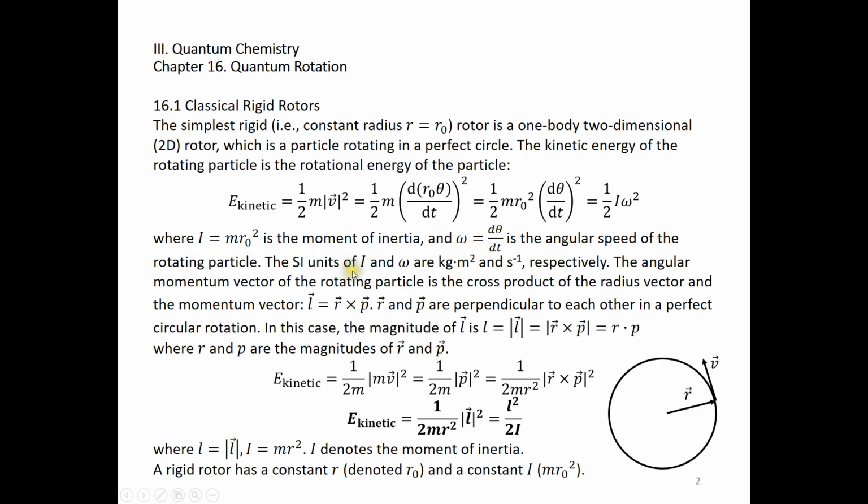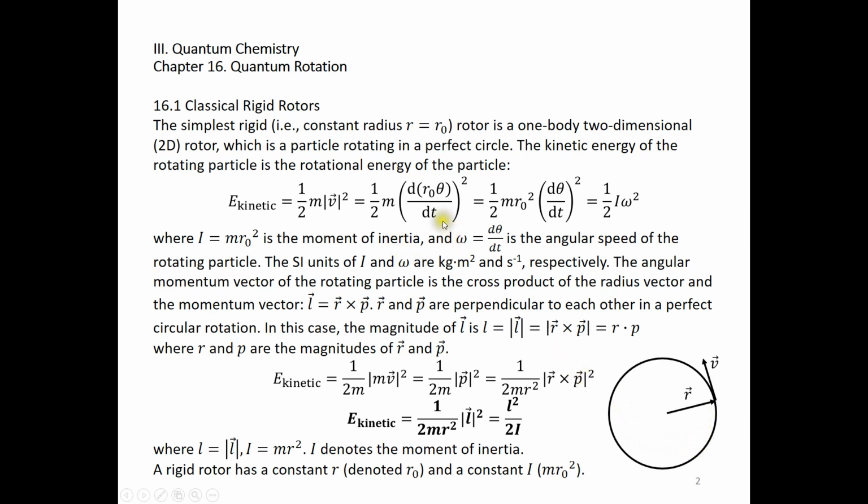The SI units of I and omega are kilogram meter squared and second to the power of -1, respectively. This theta is in radians, not in degrees. So if a particle finishes the motion of this entire cycle within 1 second, then d theta over dt is 2 pi per second, assuming a constant speed.